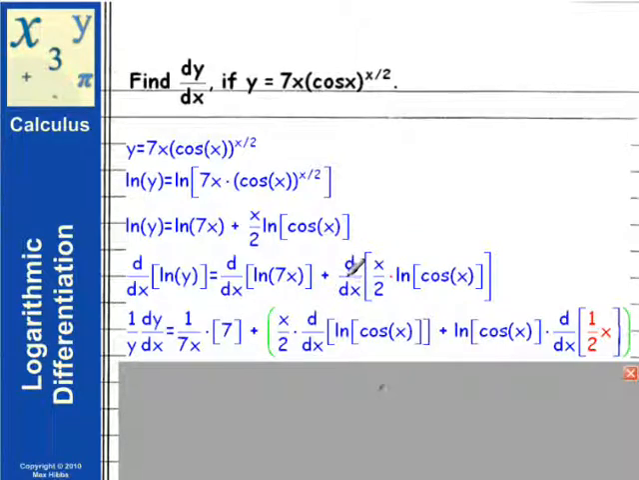Now, in this case, notice I've got these green parentheses. That's to emphasize that the derivative that we're looking at right here, we have to use the product rule. And so there's two terms.